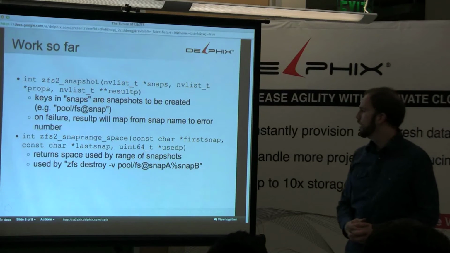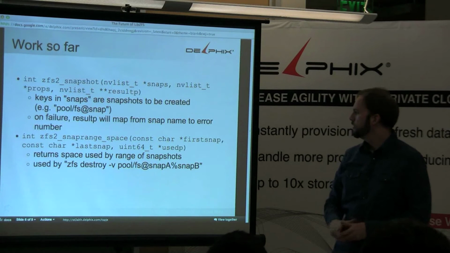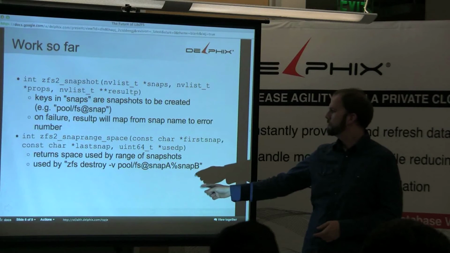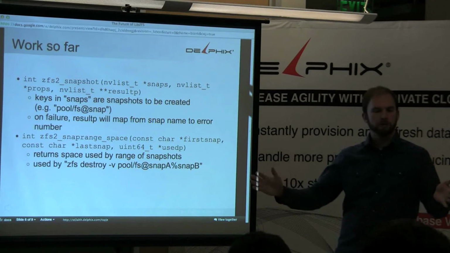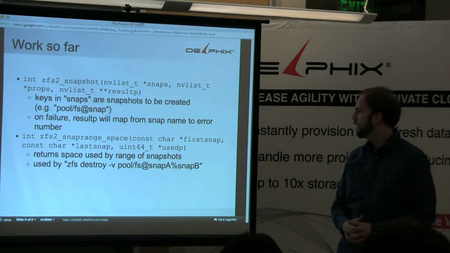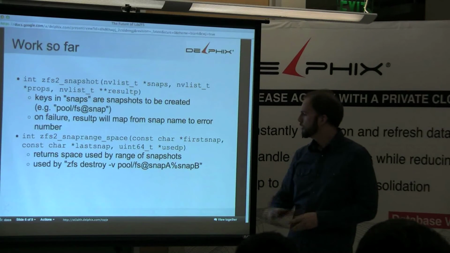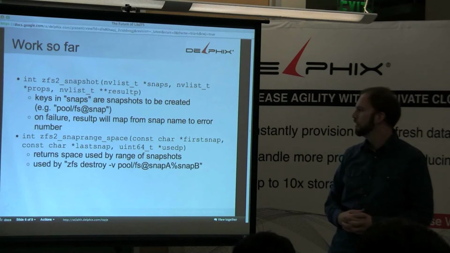And this is another example. It is used to implement the space estimation when doing a destroy -v, where it tells you how much space would be reclaimed when I destroy this range of snapshots. So this is an example from snapshot A to snapshot B. There could be ones in the middle as well, and it'll destroy those and tell you how much space would be reclaimed.